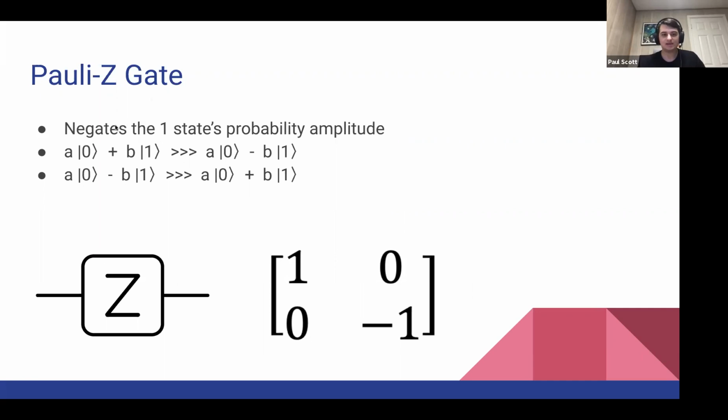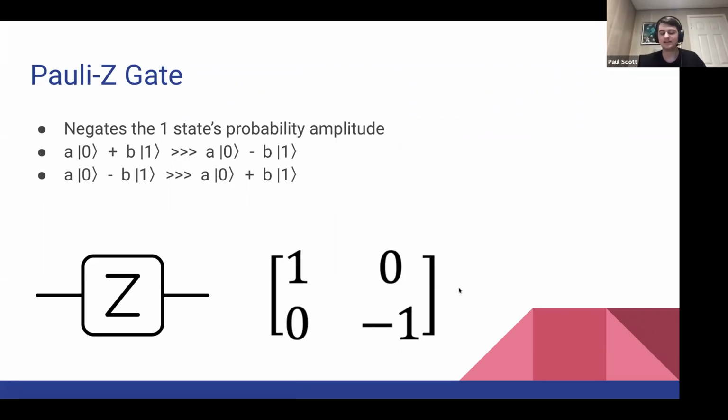So the Pauli-Z gate, what it performs is it negates the 1 state's probability amplitude. So that's all it does. So if we're given some superposition like this, you can see that the output just simply negates the probability amplitude for the 1 state. And you can see if it's negative, it turns it positive. So once again, a really simple gate. And you can see here the matrix that represents it looks a lot like the identity matrix, except the second entry in the diagonal is negated.